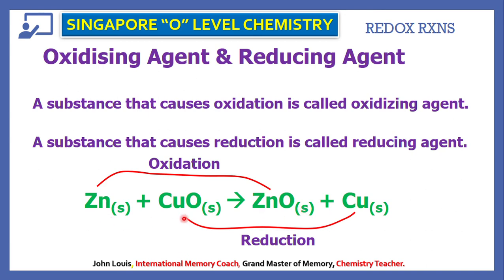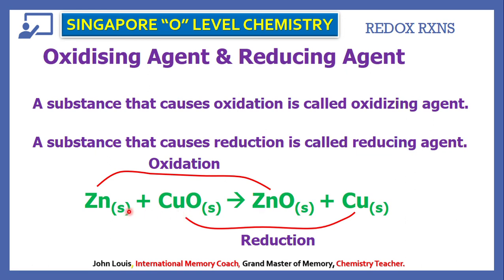Okay. Now, which causes oxidation? Zinc is oxidized to zinc oxide. Which makes that oxidation possible? This copper 2 oxide oxidizes zinc to zinc oxide. Therefore, copper 2 oxide is the oxidizing agent. What does the definition say? A substance that causes oxidation is called an oxidizing agent. So here copper 2 oxide oxidizes zinc to zinc oxide. Therefore, copper 2 oxide is the oxidizing agent.